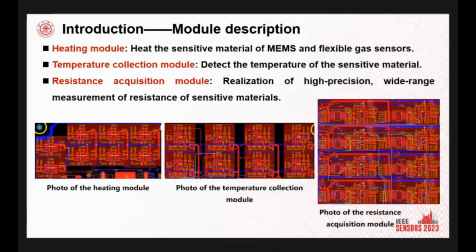The main part of the whole system is divided into 3 modules, including the heating module, the temperature collection module, and the resistance acquisition module. The heater heats the material of the gas sensors to a certain temperature, while the temperature collection module detects the real-time temperature of the sensitive material. The resistance of a material changes drastically with its temperature, and the resistance acquisition module can realize high-precision, wide-range measurement of resistance. The photos of the 3 modules are shown below.